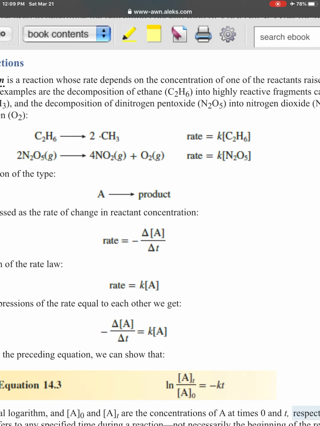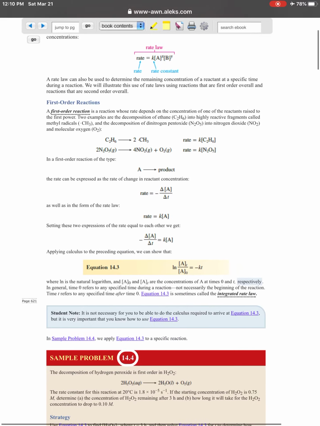How do we know they're both first order? Well, people have determined it experimentally, so they've gotten that answer for us. But just by looking at the form of the rate law, you can tell. The fact that the exponent is not shown means it's a 1, right? And if the exponent is 1 and there's only one reactant in that equation, then that is first order. If it was squared, it'd be second order. If it was cubed, it'd be third order.